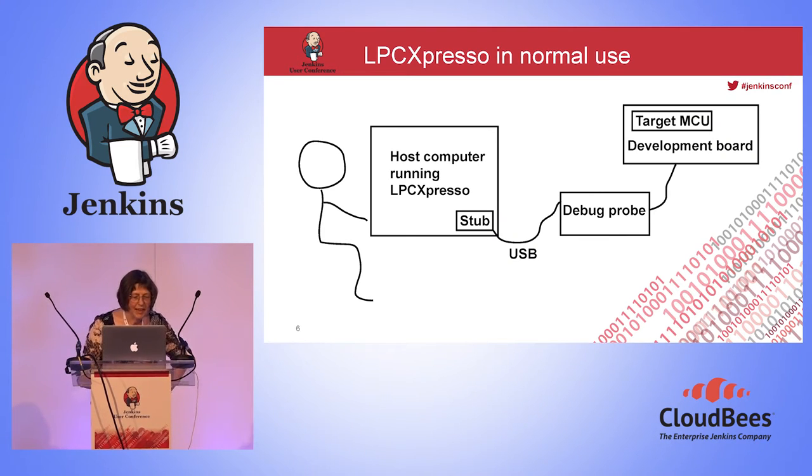So yeah, this is how it is. Here's the user. Here's the user's PC or Macintosh or whatever it might be. It's running our package, which is called LPCXpresso. Part of LPCXpresso is called the debug stub, and that's a bit of software that communicates via a USB cable to a hardware gadget called a debug probe. And that communicates via a debug interface to a development board, which has a microcontroller fitted to it. And they are using this to develop and debug their software while they're also designing the hardware. And the result of all this is going to be a system that might be built into a car or a washing machine or a gadget of some kind, a mobile phone.